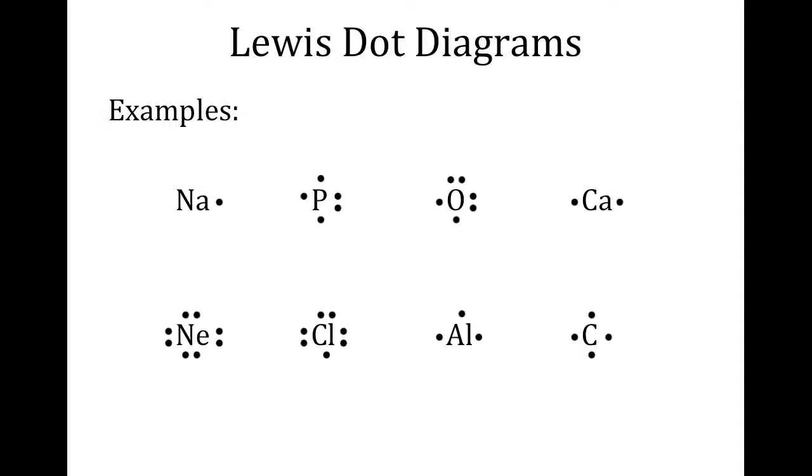Your homework assignment does cover this. The front page of your homework asks you to complete these Lewis dot diagrams for different elements. It'll ask you how many valence electrons and to draw the Lewis dot diagram. Okay? Moving on.